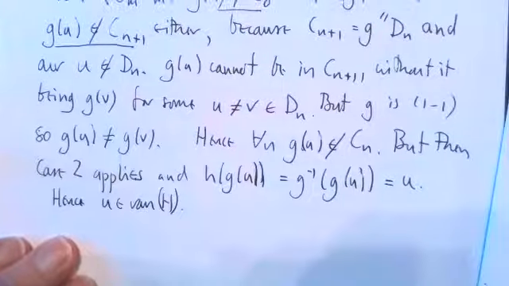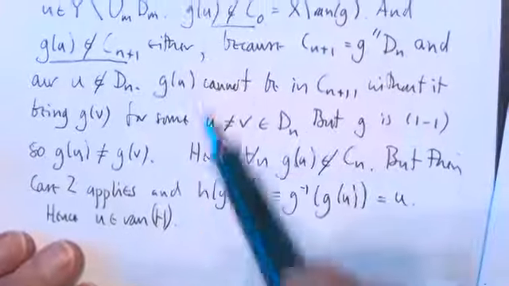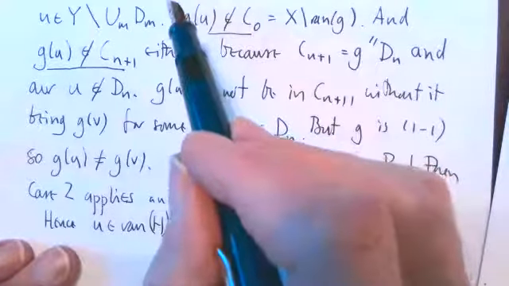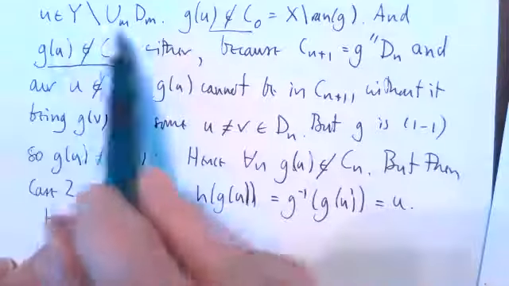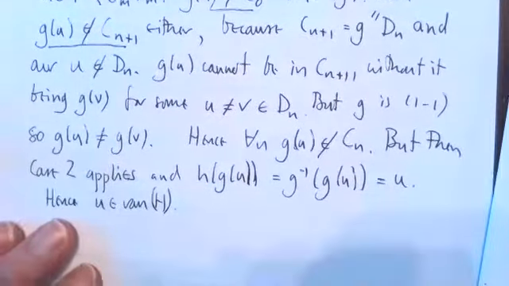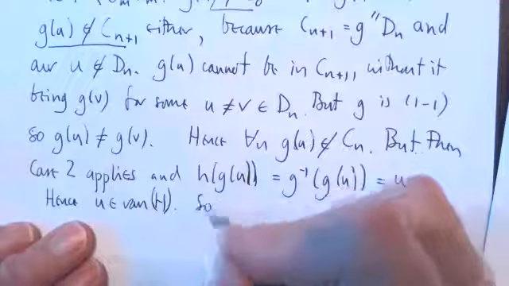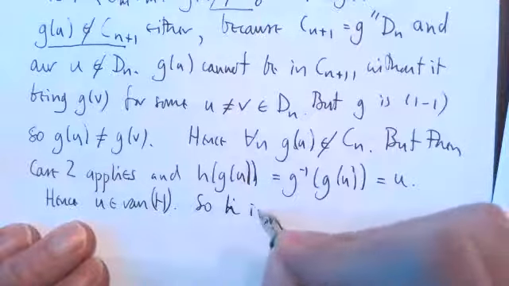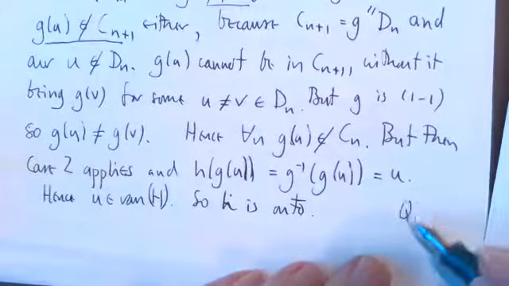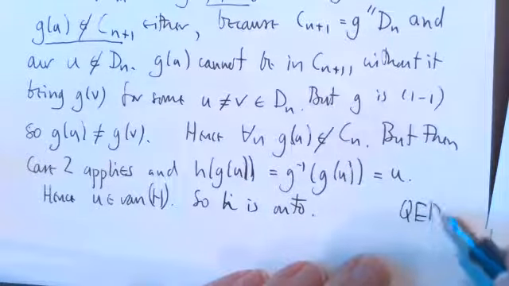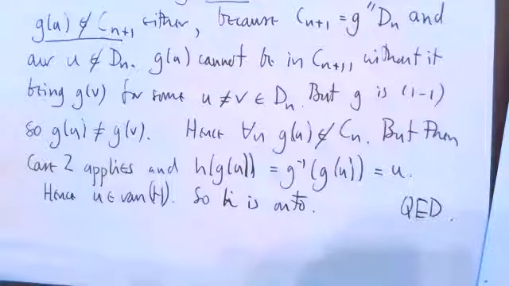So now we've covered everything. We've covered the U's that are in one of the DMs and a typical U that's not in any of the DMs. So H is onto. And that finishes that clause and proves the theorem.